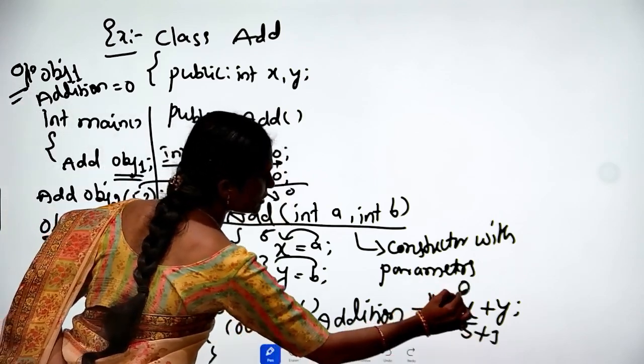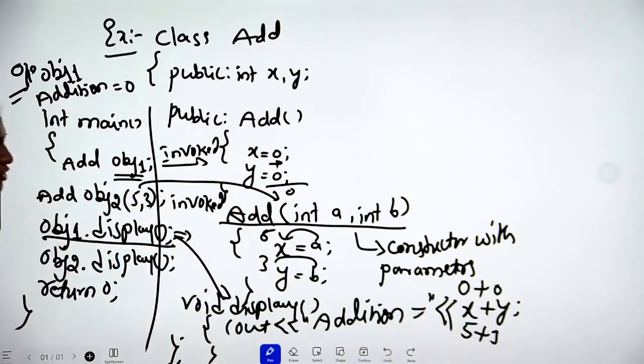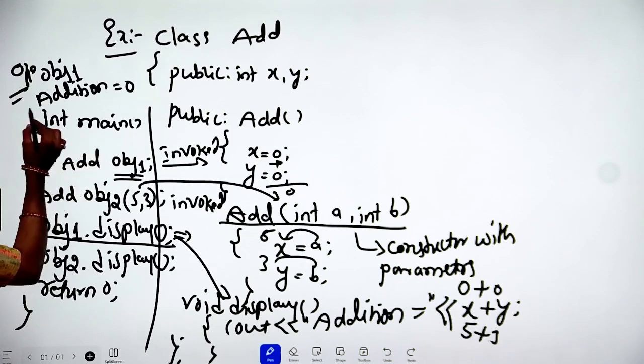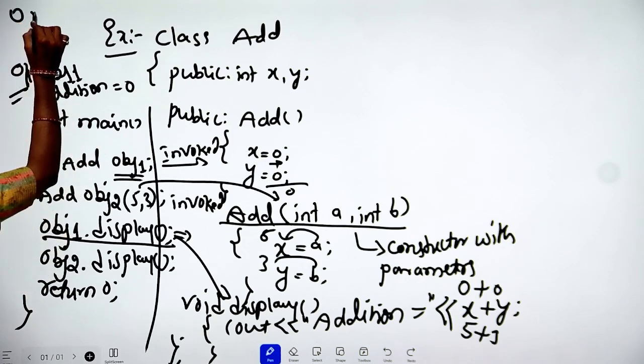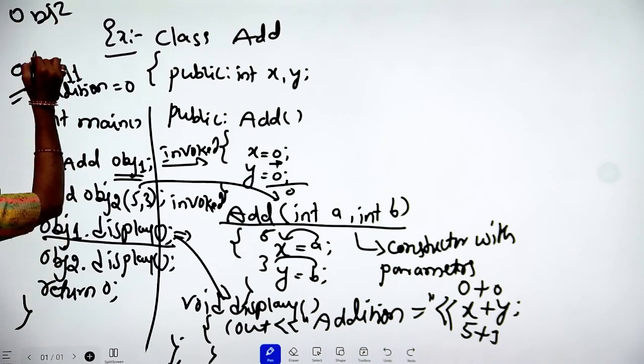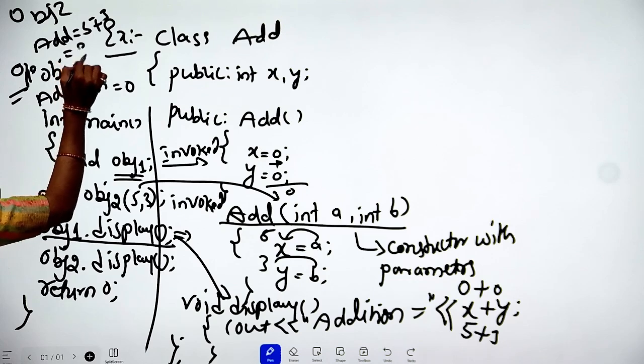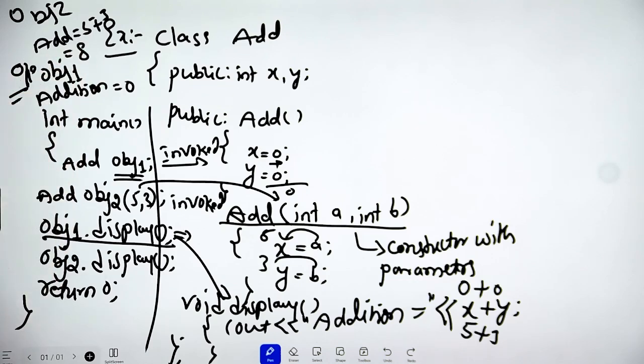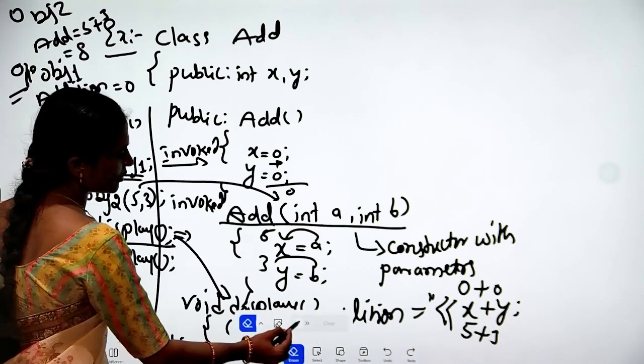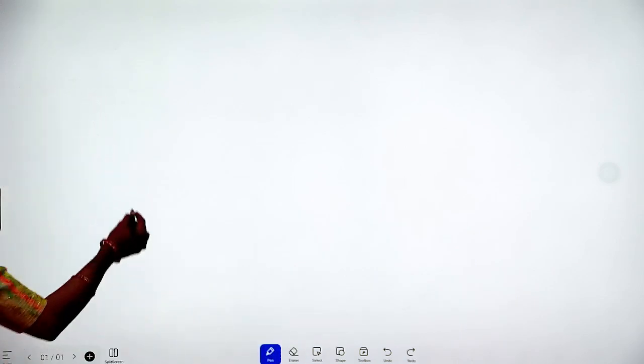For object 2, 5 is stored in x and 3 is stored in y. So the addition becomes 5 plus 3, which is equal to 8. For object 1, it is the default constructor with 0 and 0. So this is the concept of the parameterized constructor. Let's move to the third type of constructor.